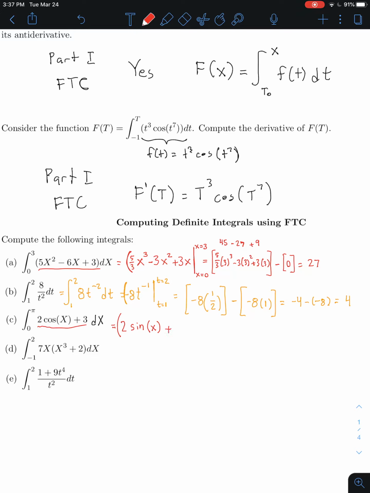Just like before, the antiderivative of 3 is going to be 3x. And we're evaluating this one from x equals 0 up to x equals pi. So when we plug in, we get 2 sine of pi plus 3 pi minus 2 sine of 0 and then plus 0. Well, sine of pi and sine of 0, if we remember from trig, those are both going to be 0. So this entire integral simplifies down to 3 pi.